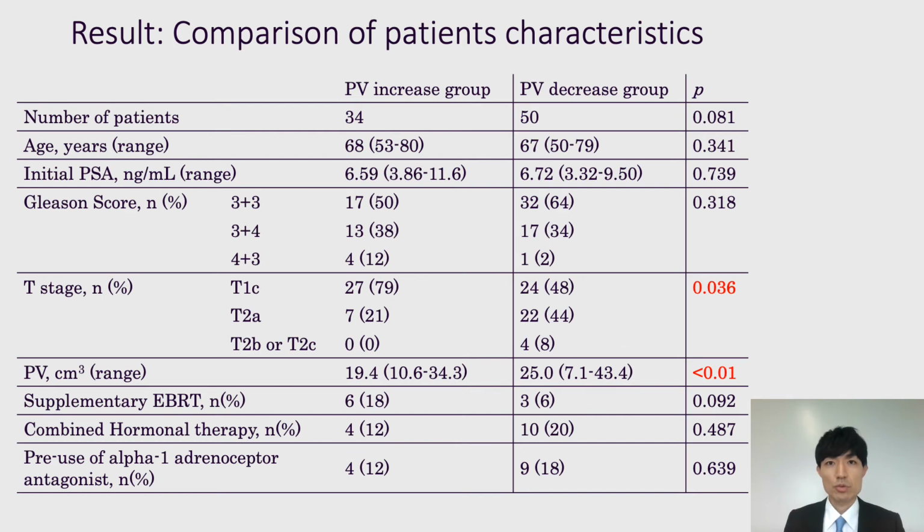This table shows comparison of patients' characteristics between the PV increase group and decrease group. 34 patients' PV increased and 50 patients' PV decreased. Comparing the characteristics, baseline PV of the PV decrease group was significantly larger than the PV increase group.